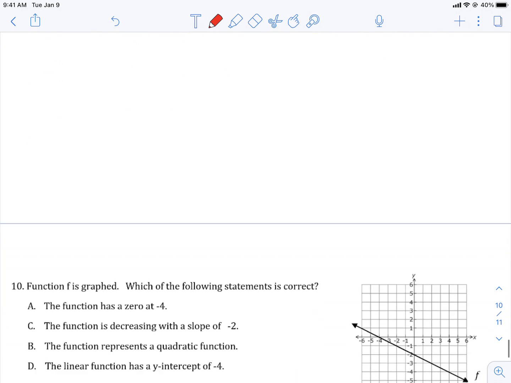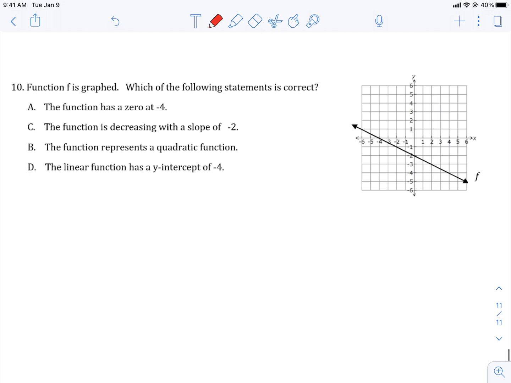Okay, and last and final question. Function f is graphed. Which of the following statements is correct? So we're looking for the true one. The function has a 0 at -4. Well, what does that mean? Remember, 0 means x-intercept. And is it crossing the x-axis at -4? Well, that looks to be true. Let's double check the others to make sure.